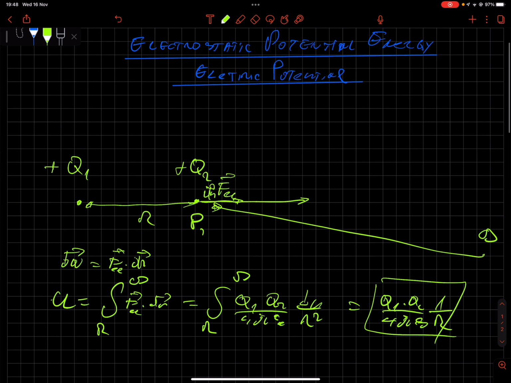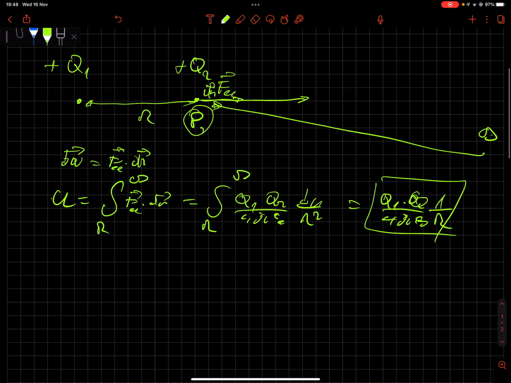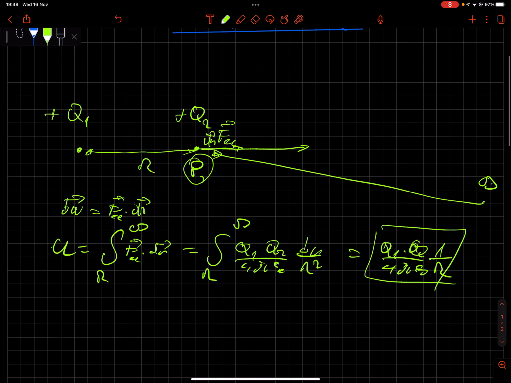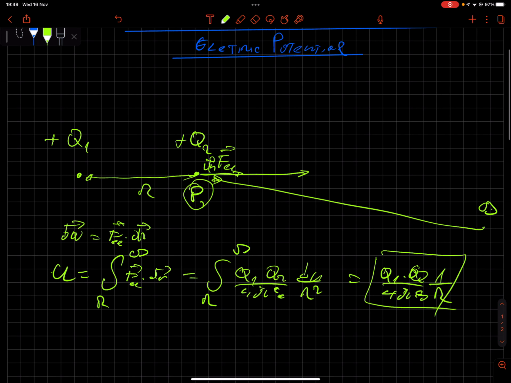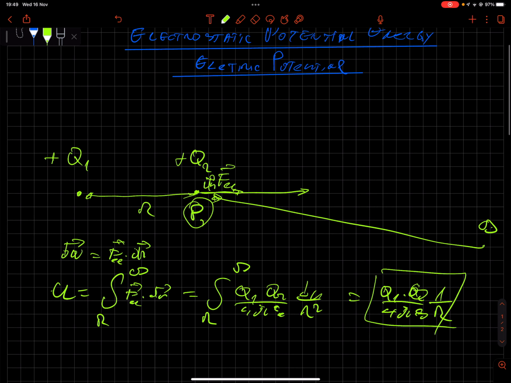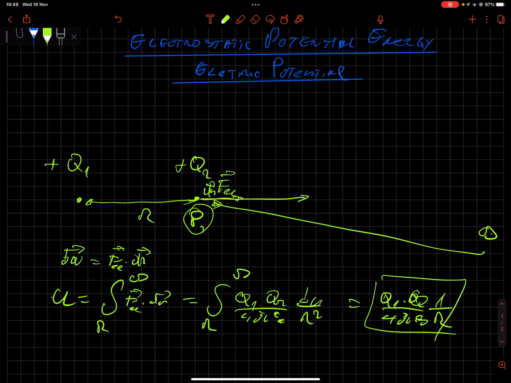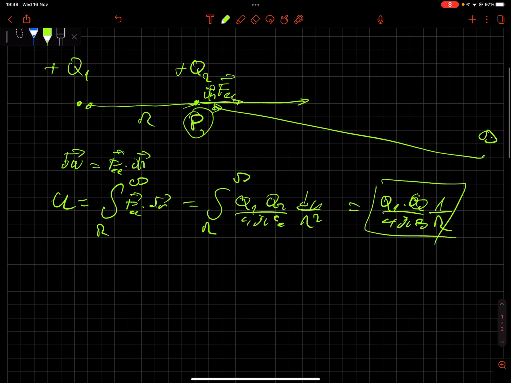Let me repeat that electrostatic potential energy is the work that I have to do to bring this charge Q2 from infinity to this point here. Now, what is electric potential? Electric potential is the work per unit charge, for any electric charge that we need to bring from infinity to this position here. And this is quite simple. We just need to remove this Q2 charge, and the formula is Q1 over 4 pi epsilon naught r.